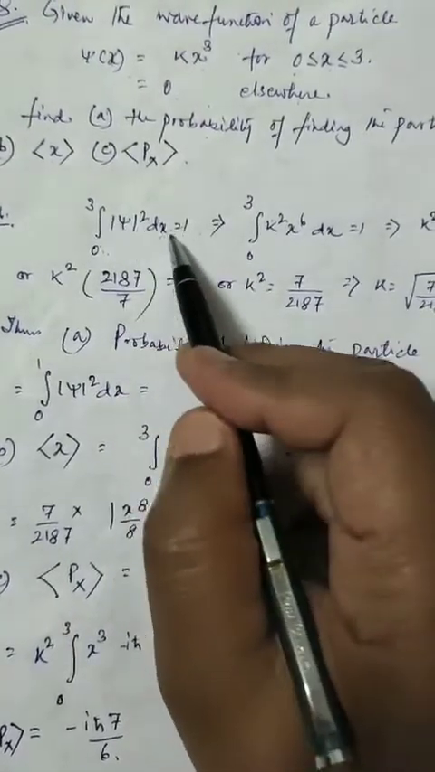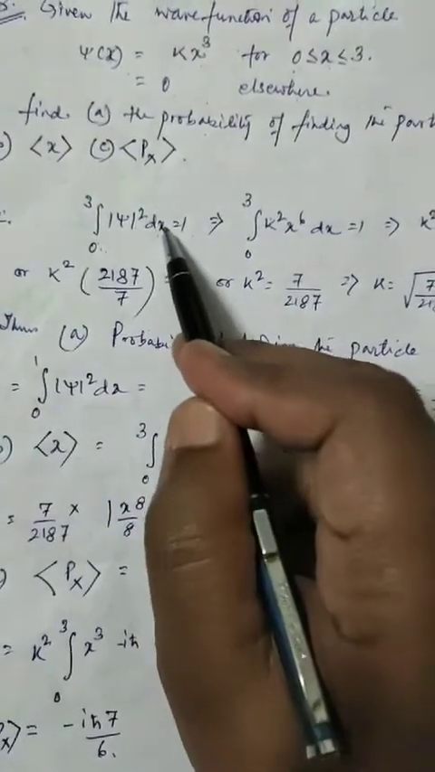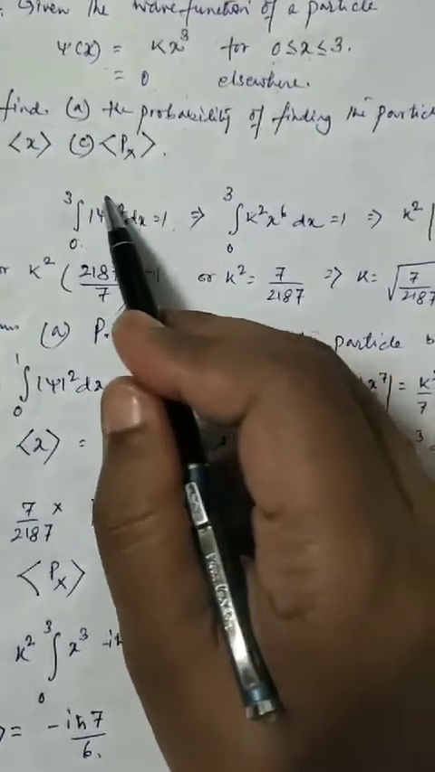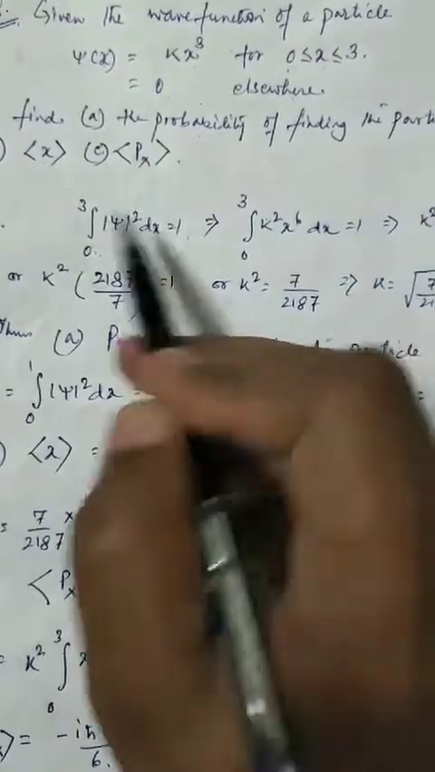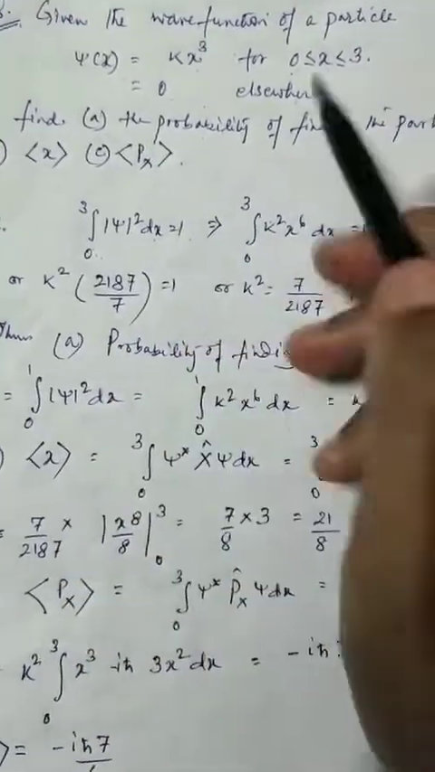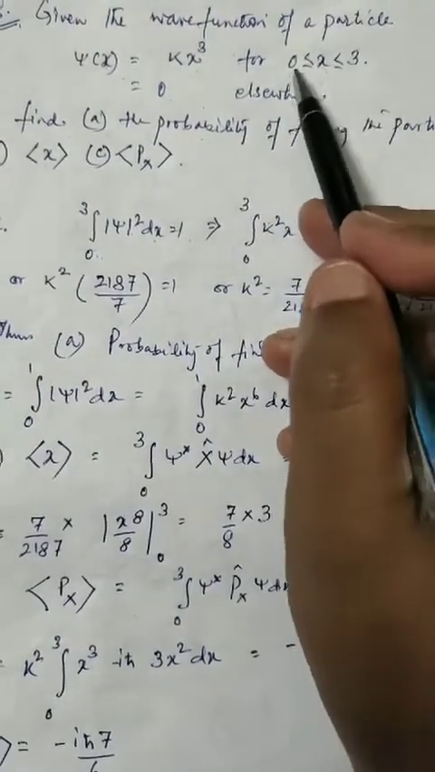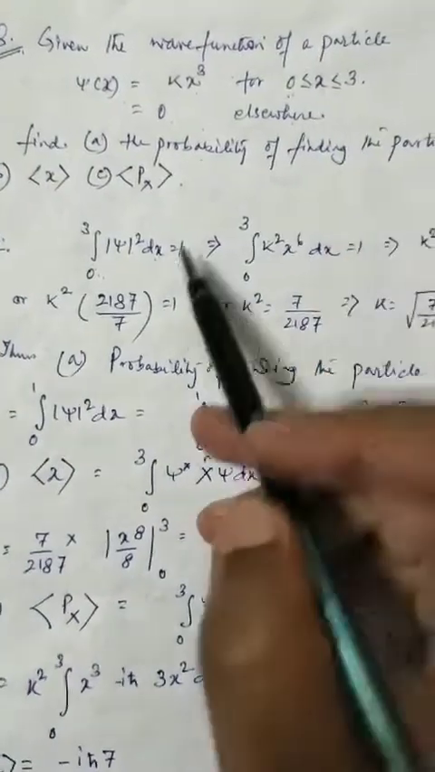Remember, mod psi square dx is the probability of finding the particle within dx. So the probability of finding the particle within a small length dx is mod psi square dx. So the integration implies the total probability must be equal to 1, since the total probability of finding the particle within 0 and 3 is 1, since the particle lies between 0 and 3.